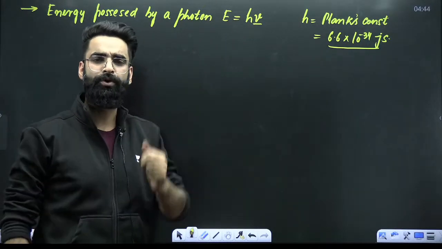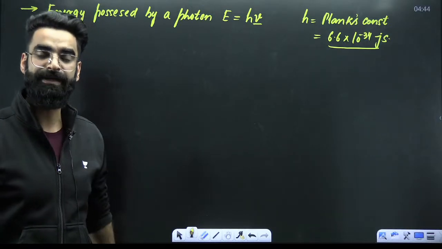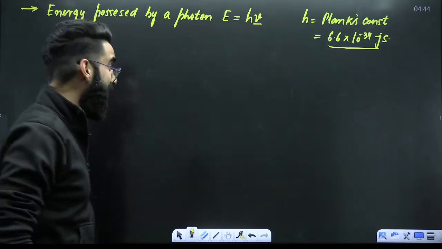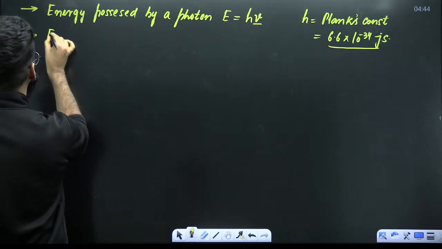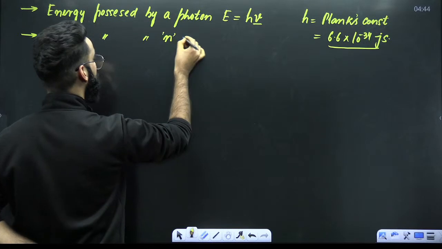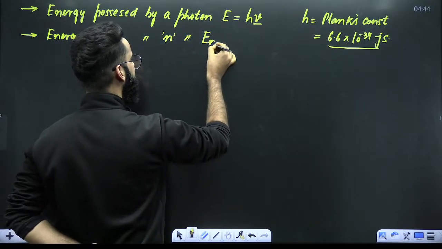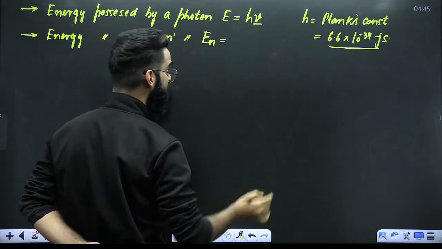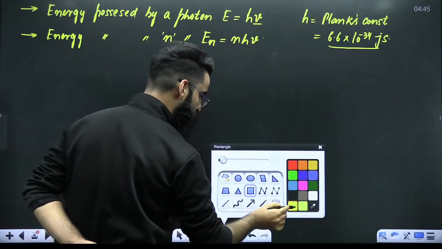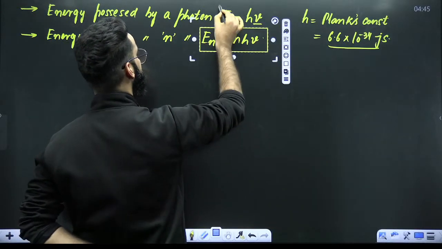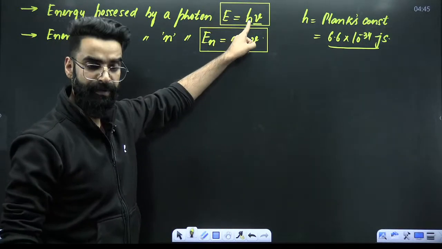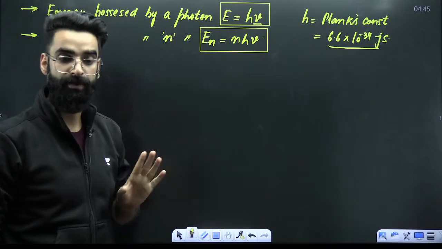Let's assume there are two photons. If there are two photons, energy possessed by two photons will be 2 times h nu. Energy possessed by 3 photons will be 3 times h nu. Energy possessed by n number of photons will be equal to n times h nu. I believe this is clear to everyone. The first result is the energy carried by one photon. This is the energy carried by n number of photons.